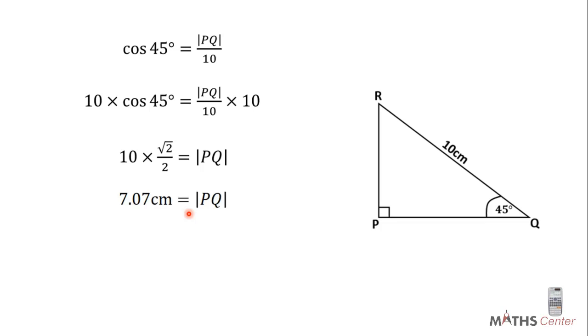So you found PR to be 7.07 centimeters, and PQ is also equal to 7.07 centimeters. So you can see that using the trig ratios, you can find the interior angles here, the acute angles here, when the sides of the right angle triangle are given to you. Or you can also find the length of the sides of the right angle triangle when one or two of them and an interior angle has been given to you.